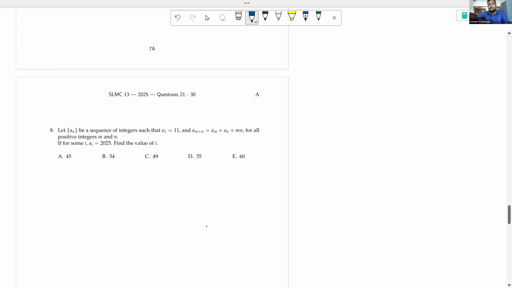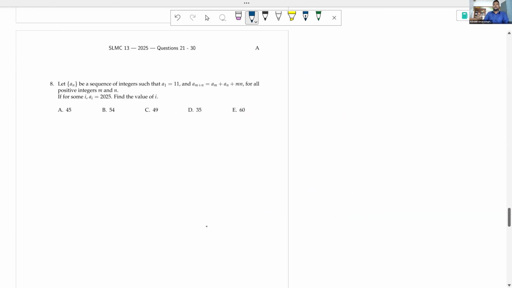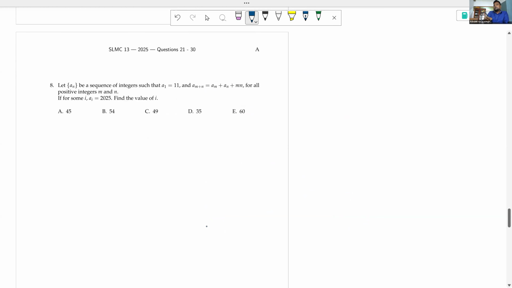Question number 8. Okay. So again, I will leave a lot for you to answer. I would say A1 equals 11. A2 using A1 would be A1 plus A1 plus M times N, so 1 times 1. So this is 11 plus 11 plus 1.